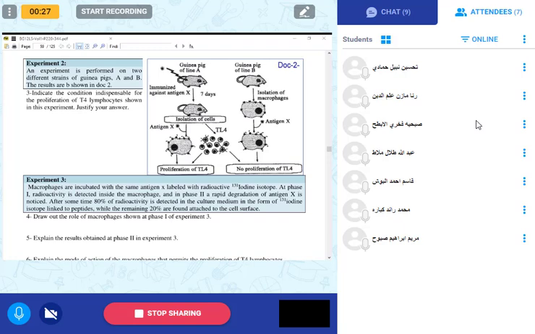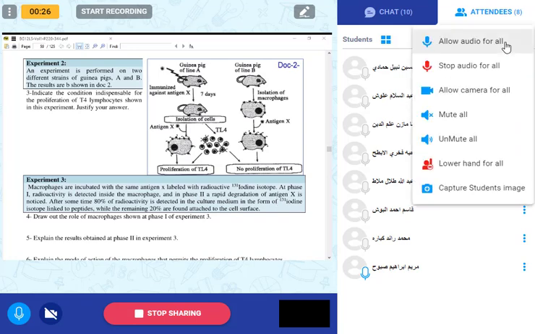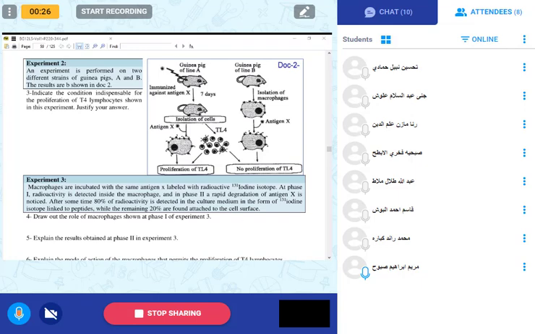Let's continue. Maryam, what is the role now of the macrophage shown at phase 1 of experiment 3? In phase 1, it engulfs the bacteria. Okay, so here we have the engulfment. The result obtained at phase 2? We have degradation. Degradation means I have remaining. Yes. Okay.